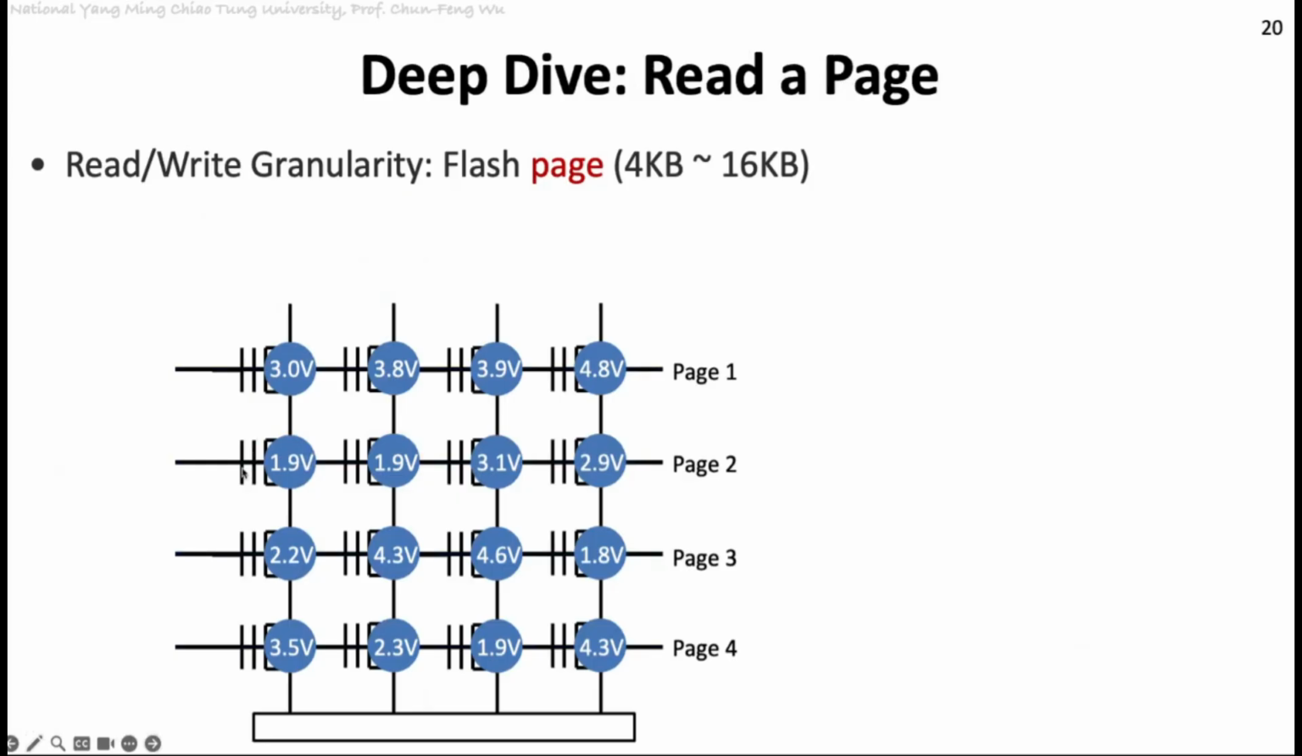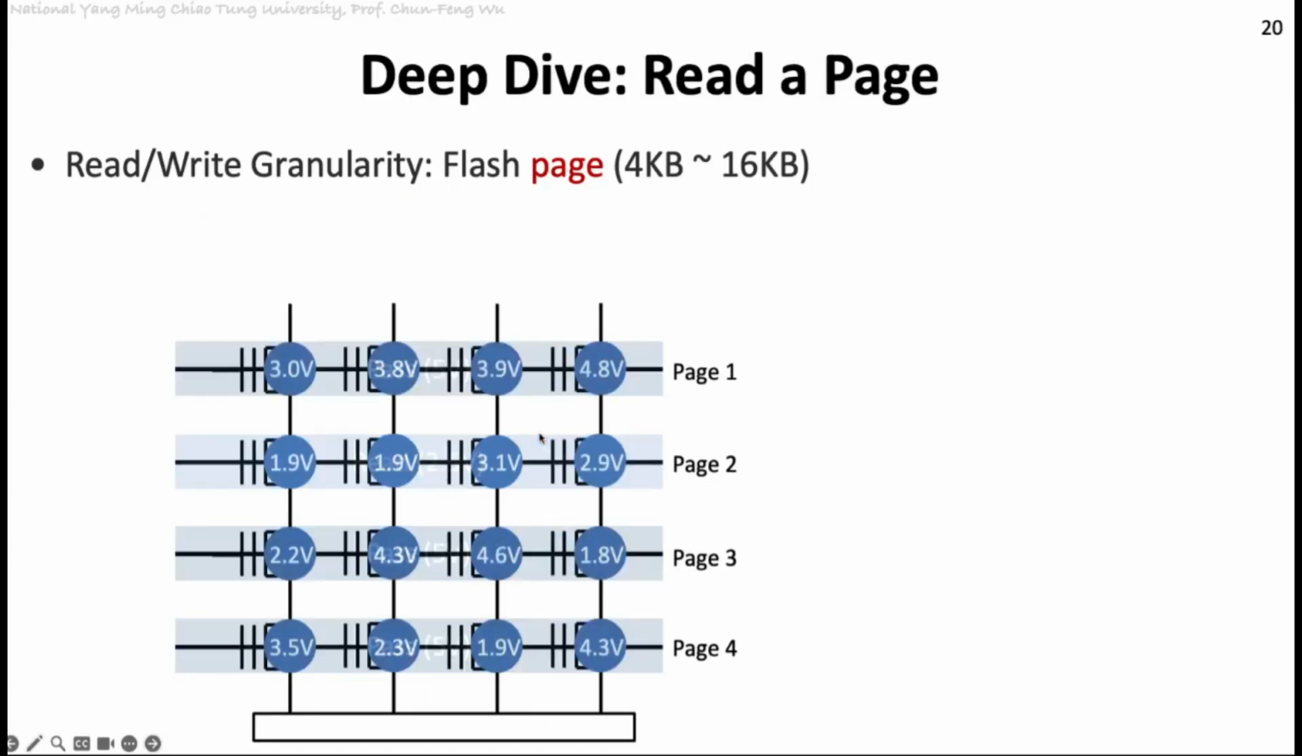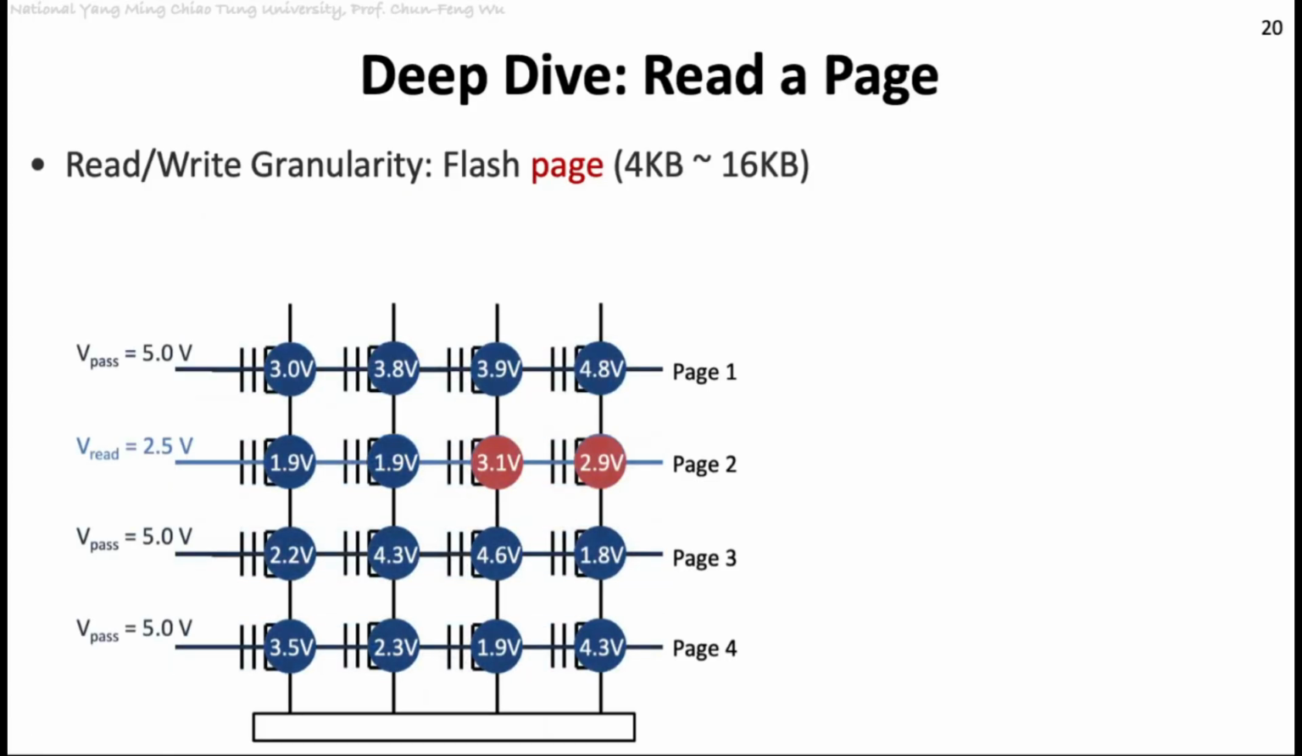So how about reading out the data? So read is like this. We are going to apply a 2.5 volt here. And the same thing, we will apply a higher voltage, 5 volt, for all the other pages that we are not going to read. Okay, so the reason is like this.